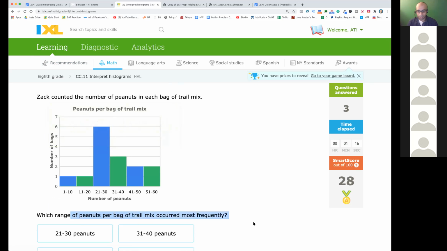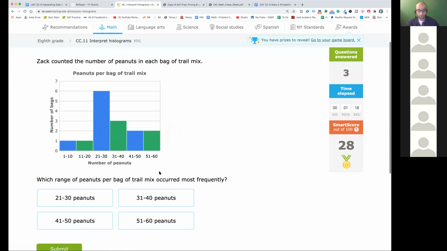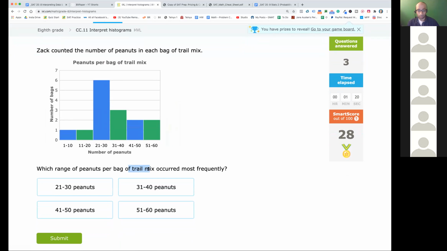Let's try one more of this type. What range of peanuts per bag of trail mix occurred most frequently? 21 to 30. Boom, done, right?